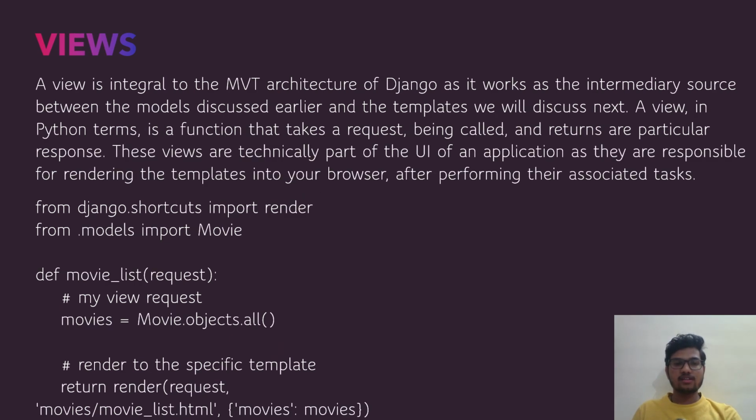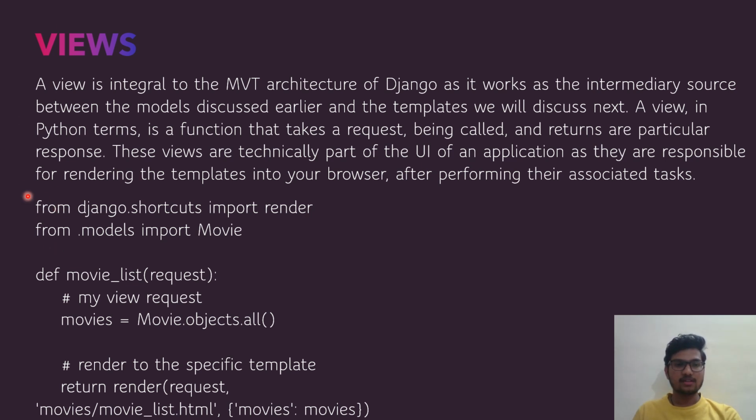A view is integral to the MVT architecture of Django as it works as the intermediary between the models discussed earlier and the templates which we'll be discussing next. A view in Python terms is a function that takes a request and returns a particular response. These views are technically part of the UI of an application as they are responsible for rendering the templates into your browser after performing their associated tasks.